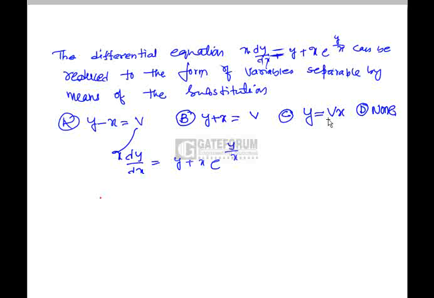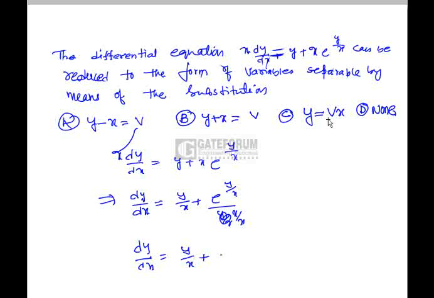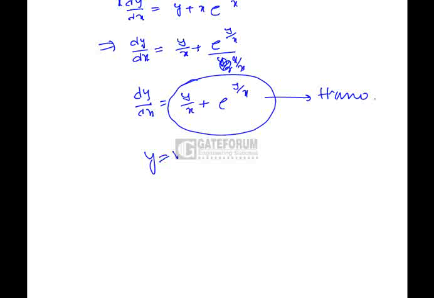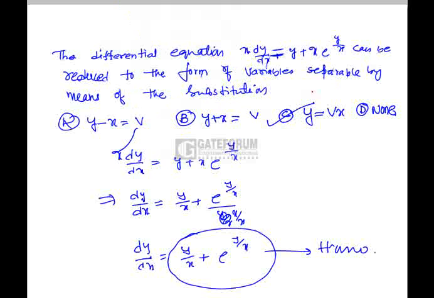Now the given differential equation can be written as dy/dx = y/x + e^(y/x), which is nothing but dy/dx = y/x + e^(y/x). Now clearly this expression is a homogeneous differential equation. So in order to convert this homogeneous differential equation into variable separable, the substitution is v = y/x, so the option is C.